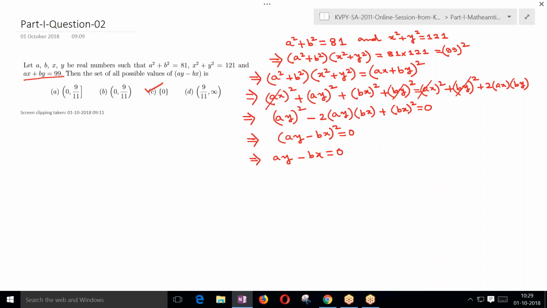Yes, sir. And that is what I was telling, that the relationship among these three numbers, 81, 121, and 99, is important. Otherwise, you can ask me this question, that how you proceed in this way. Unless 99 square is equal to 81 times 121, we cannot approach in this manner at all.